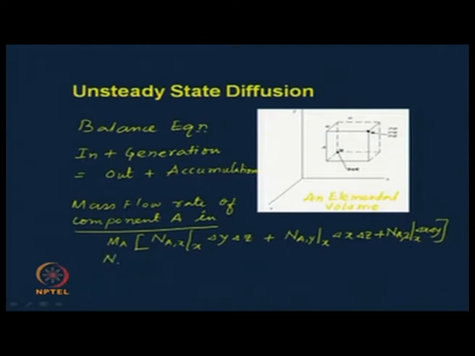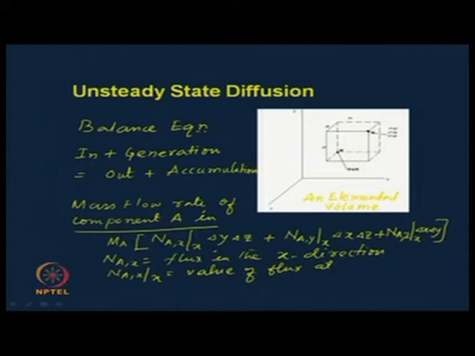So, N_Ax is the flux in the x direction, and N_Ax at x is equal to the value of flux at location x, and M_A is the molecular weight of component A.